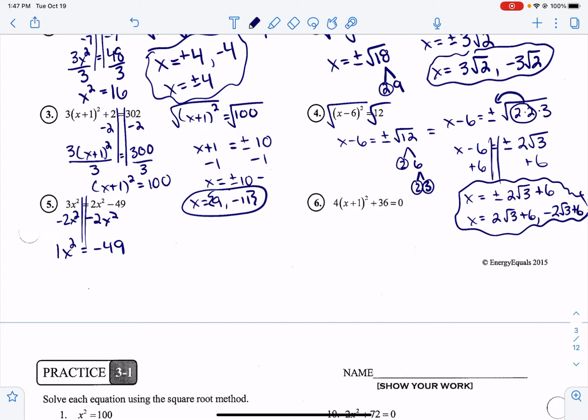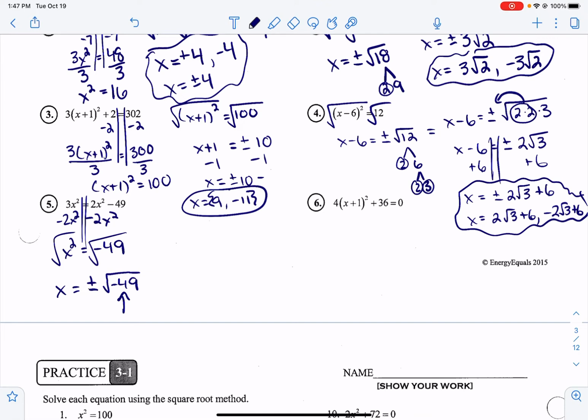X squared, the 1 just goes away, right? Because it's being multiplied. So now when I take the square root, I'm going to run into a problem. If I square root both sides, I get a positive negative square root of negative 49. And you have been taught that having a negative under a square root is bad. And it is. It causes some problems.